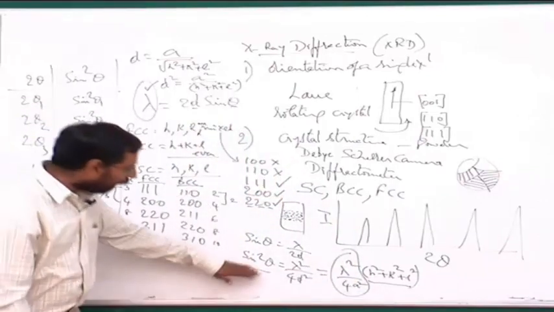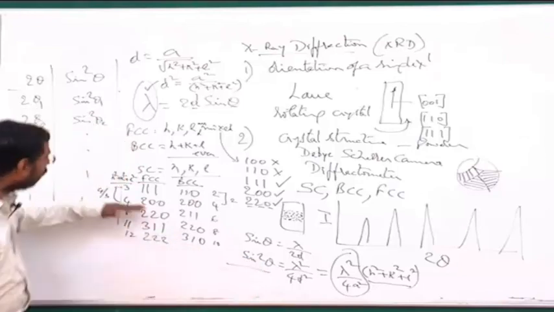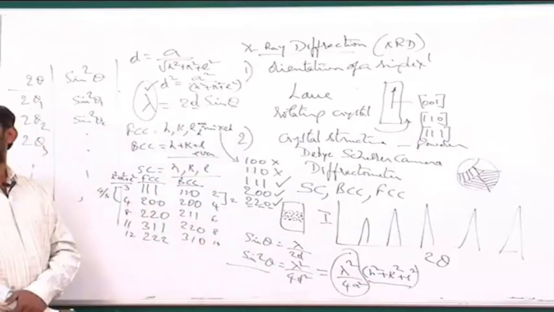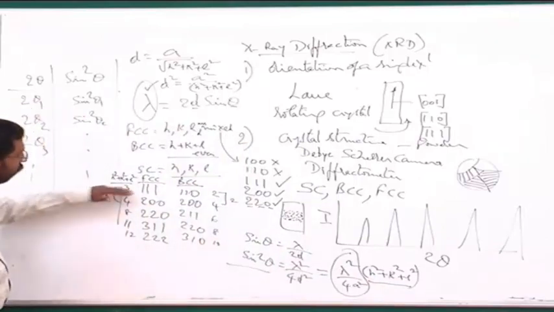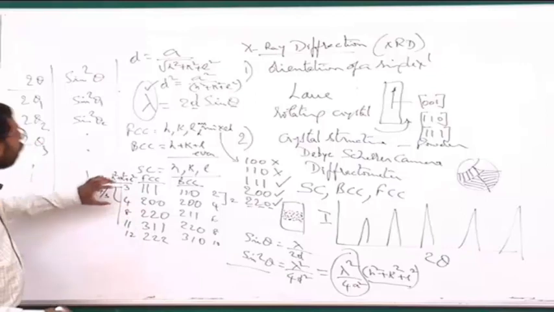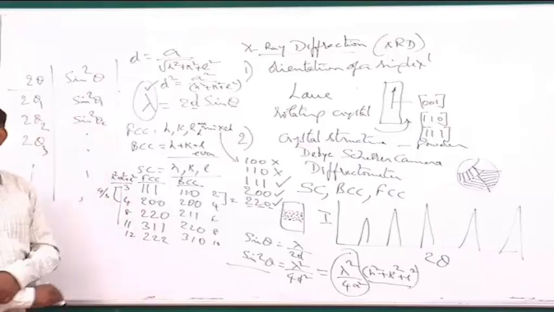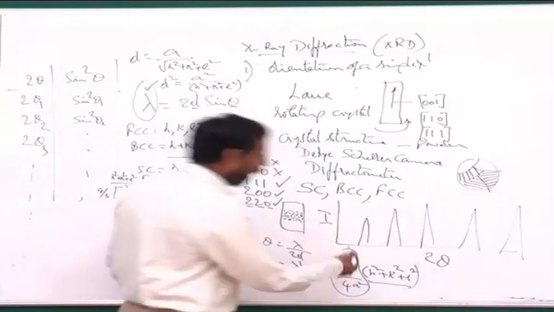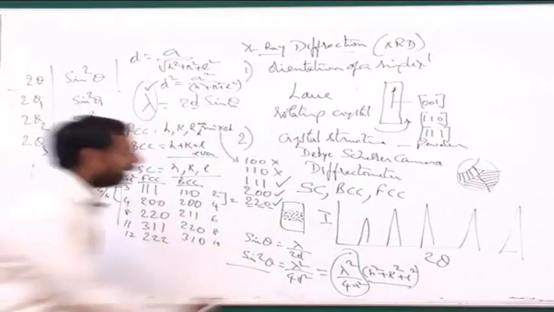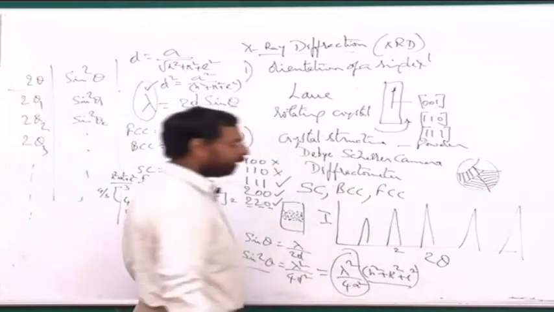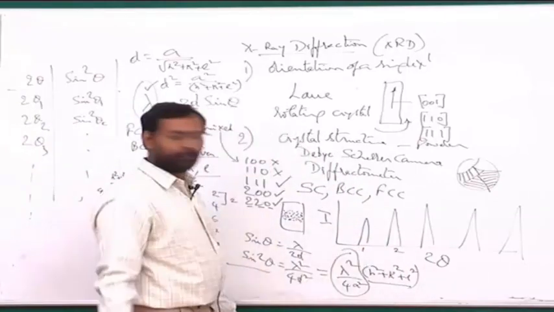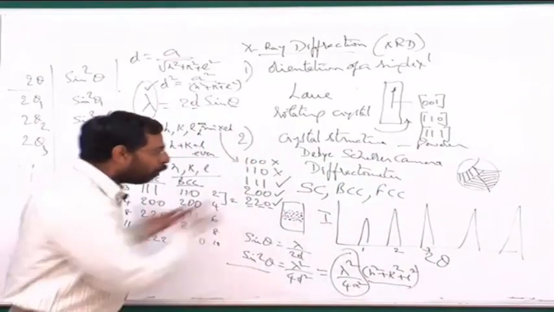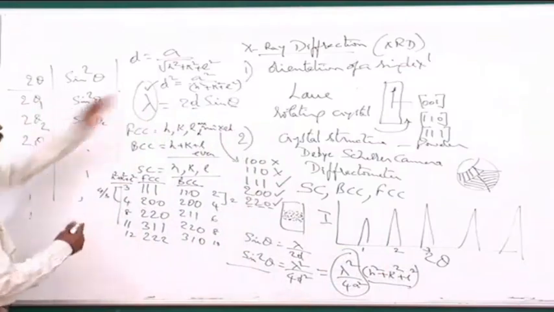So in principle, if I take the ratios of sine square theta for each of these peaks, I am actually taking ratios of h square plus k square plus l square. So the ratios of h square plus k square plus l square are proportional to the ratios of these two. What I simply do is, for each of these peaks, calculate the sine square theta, take the ratio of the sine square theta for the second peak to the first peak, the third peak to the first peak, and so on and so forth, and find out what these ratios are.